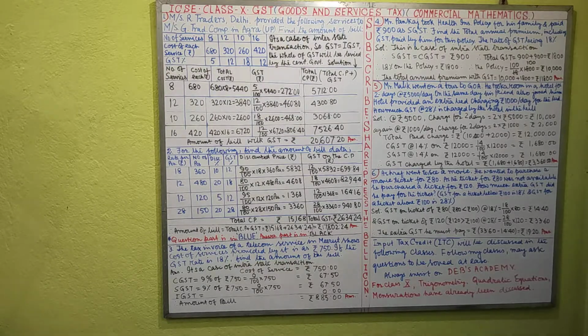GST at the rate of 14%, because it is intrastate, therefore CGST and SGST will be the same, though they will be charged in different columns. And it is rupees 1,680 for each. CGST is 1,680 and SGST is also 14%, that is rupees 1,680. Therefore GST charged by the hotel will be rupees 1,680 plus 1,680, which is 3,360 only.